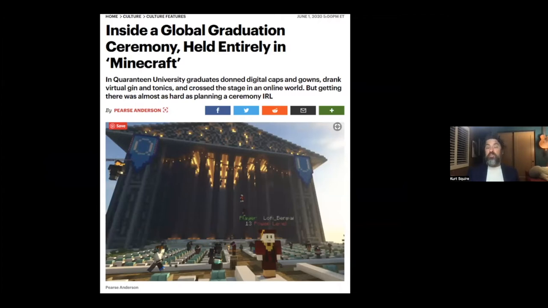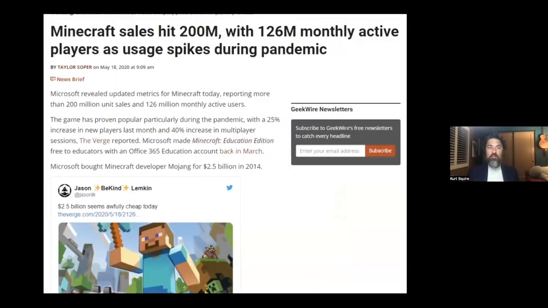There were actually examples of kids using Minecraft to hold virtual ceremonies. This was a quarantine university that some kids made as a way of holding their own graduation ceremonies in Minecraft. Minecraft player bases absolutely spiked during COVID, partly nostalgia, partly the creativity that people could do, and partly as a place they could go with friends. It's a place you could go and hang out and be co-present.